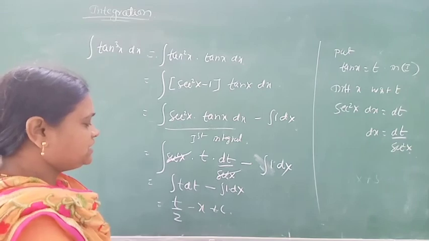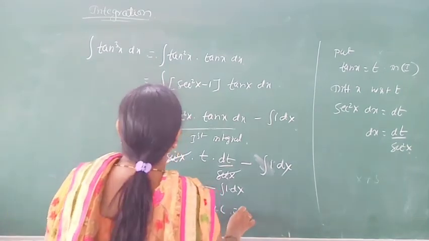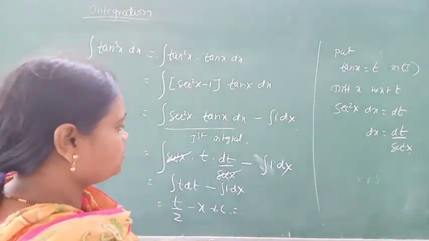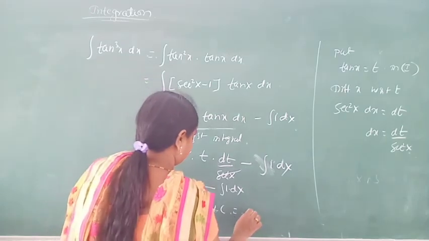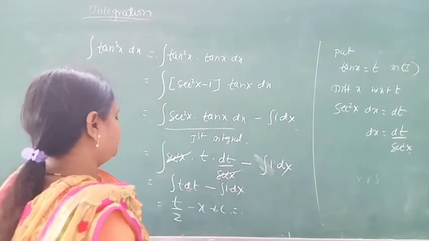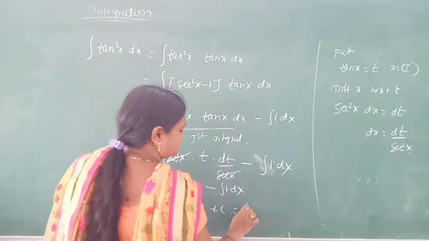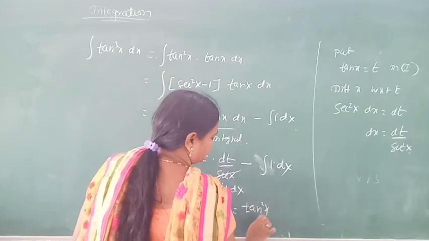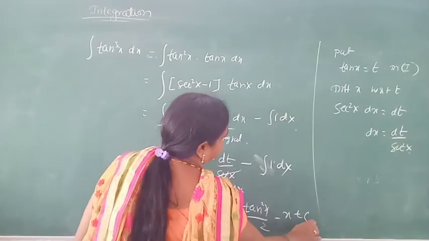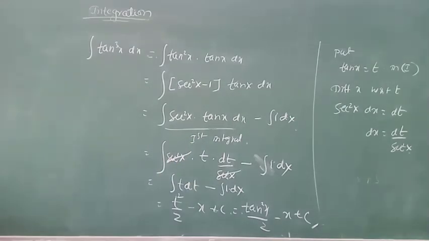But we have to replace t in terms of x because the example is in terms of x. Therefore, we get this t. Integration of t is t square, so this will give tan square x by 2 minus x plus c. This is the answer.